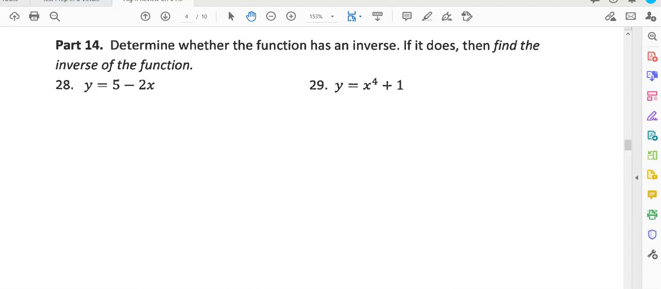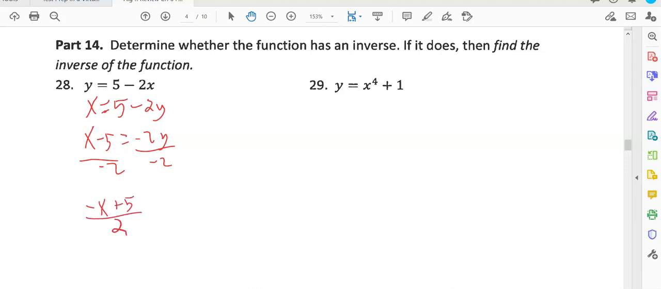So the step is, well, it's already y, so I'm going to switch x's and y's. X equals 5 minus 2y. Solve for y, so x minus 5 equals negative 2y, divided by negative 2. We technically don't like a negative in the denominator, so I'm going to write it this way. Negative x plus 5, I'm changing the numerator, divided by positive 2 equals y.